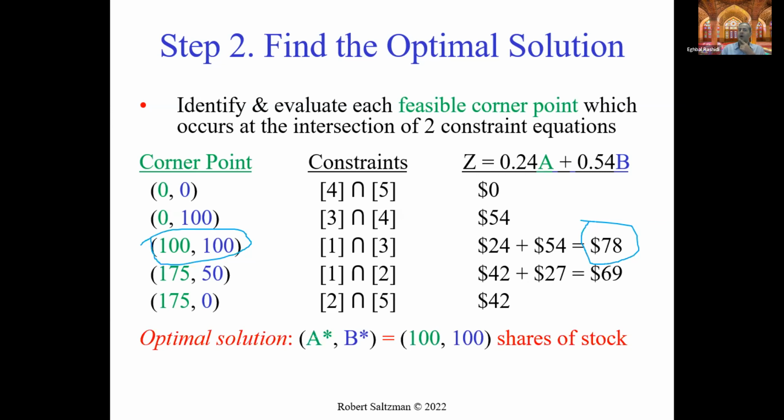So we show that by A star and B star equal to 100. We show it by asterisk, and that's a symbol of optimal solution. So whatever decision variable you have, if it was X and Y, it would be X star and Y star would be 100 and 100. That's the optimal value. And Z star is the value of the optimal solution of the objective function. Z star is equal to 78 for this optimal solution.